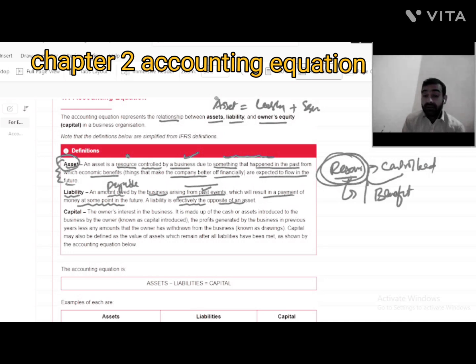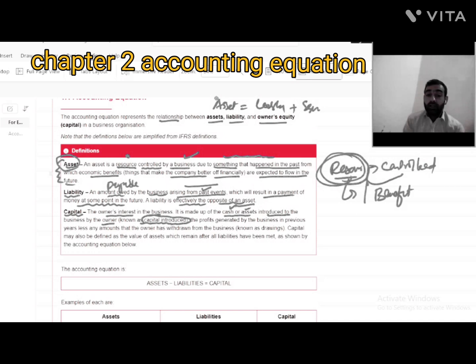Now, the third term is equity, or capital. The owner's interest in the business is called capital. It is made of cash or assets introduced into the business by the owner, known as capital introduced. So capital is the owner's interest in the business, and it may be cash or assets, introduced into the business by whom? By the owner, and that we call capital introduced.